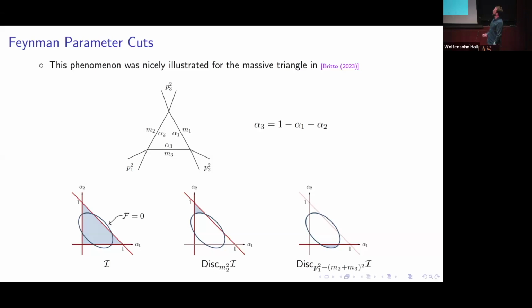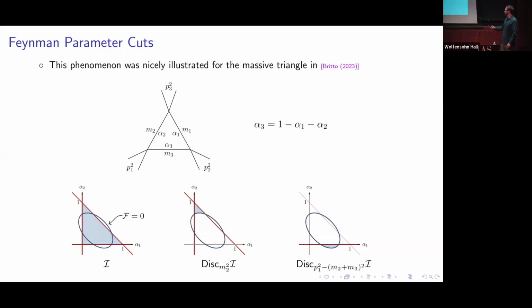So this first plot over here is just the integration contour for the original integral, which is over positive values of alpha 1, 2, and 3. And this diagonal line here corresponds to the alpha 3 equals 0 surface, and that's why we're bound to this triangle. But once we start computing discontinuities of this integral, this integration contour gets modified. So for instance, if I compute a discontinuity with respect to one of the internal masses, m2, what happens is I end up with a contour that is bounded now by the alpha 1 equals 0 surface, the alpha 3 equals 0 surface, and the vanishing locus of the F polynomial.